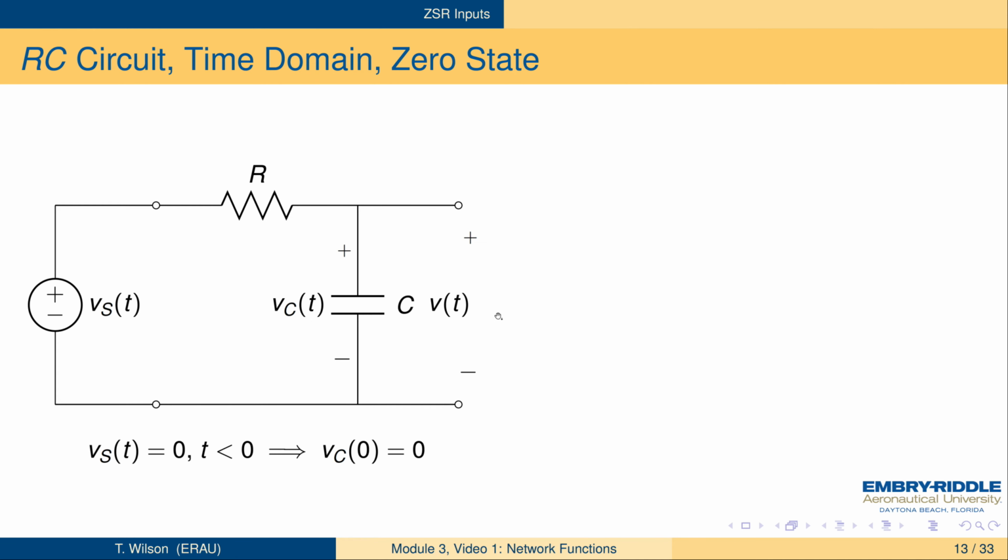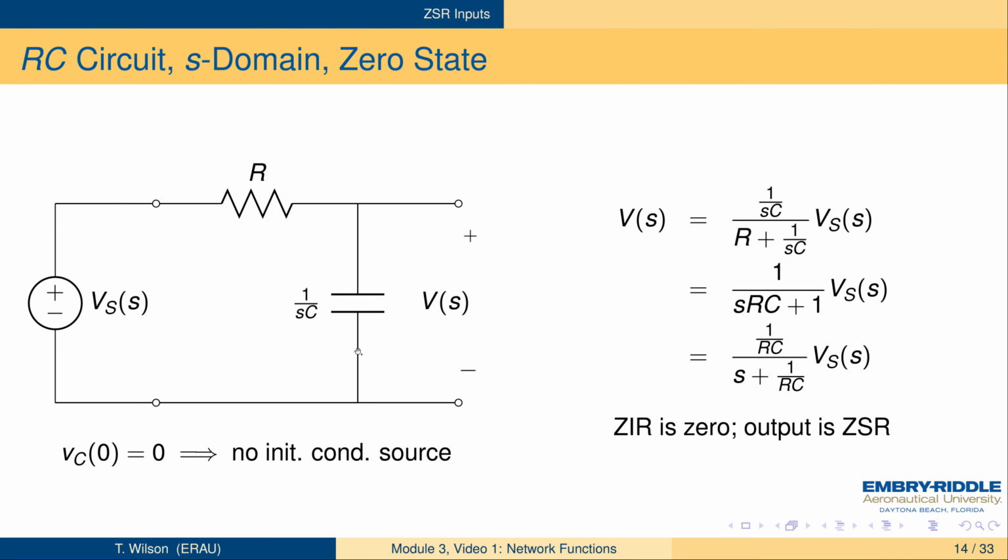So in the case of our RC circuit that we've looked at already, if the input is 0 for t less than 0, the capacitor voltage at 0 is going to be 0. That means there's no initial condition source in the circuit. We only have the impedance of the capacitor in the S domain. And so now it's simple. We do the voltage divider, 1 over SC over R plus 1 over SC, and then our two steps, and there's our output in terms of the input and in terms of the divider network between the two.